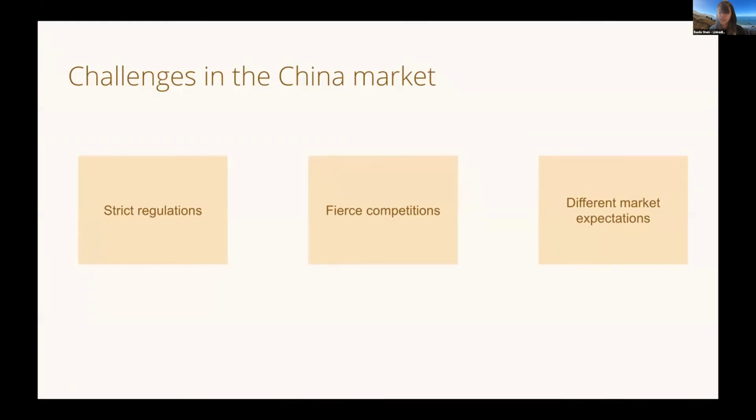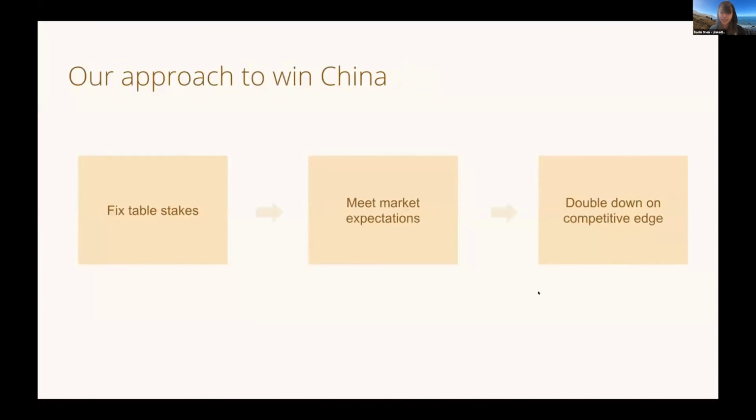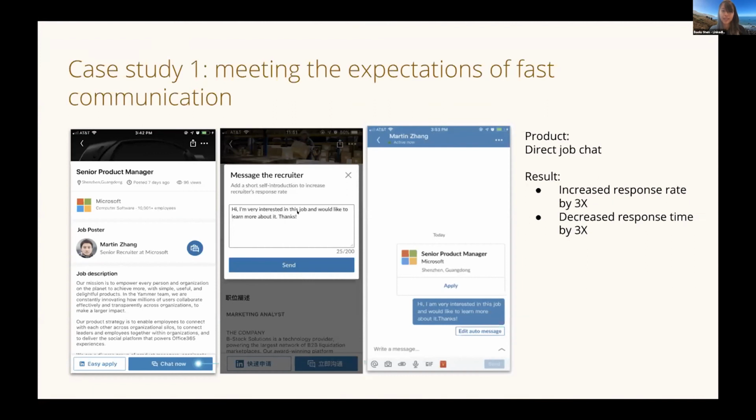So with that being said, we really need to think innovatively and use a different approach to win China. We have to think about what our competitive advantage is and how we can double down on that and create our own differentiators. That's why we decided to build something called Direct Job Chat. By adding that feature, we increased the response rate from recruiters by 3x and decreased the response time by 3x.